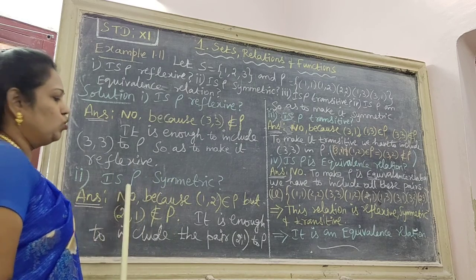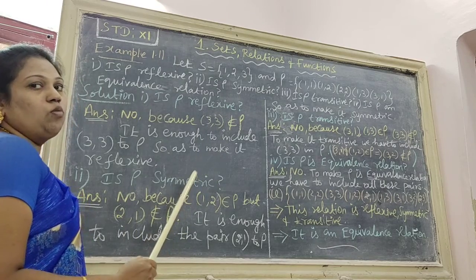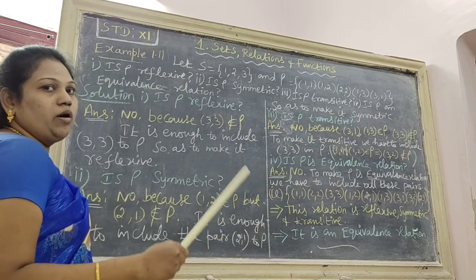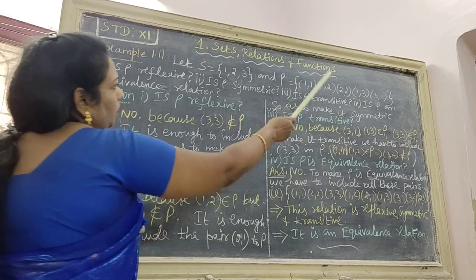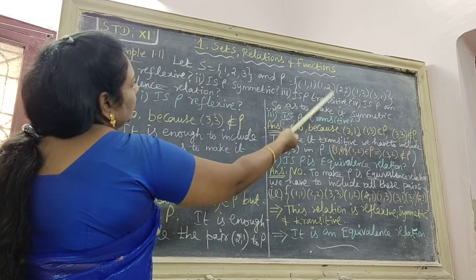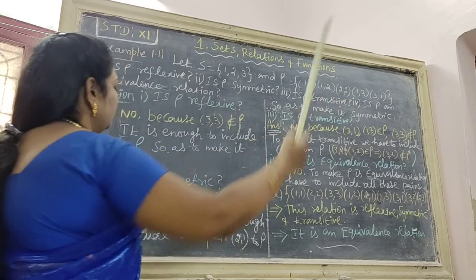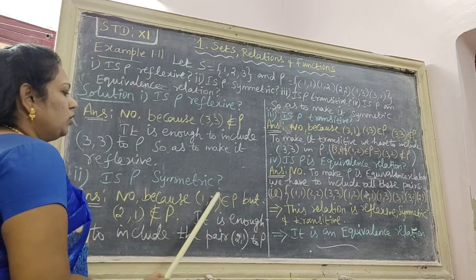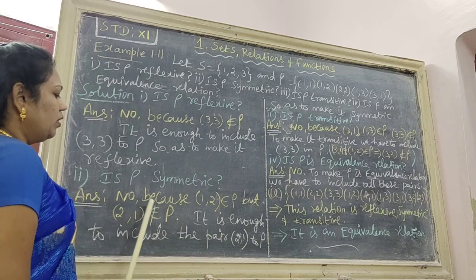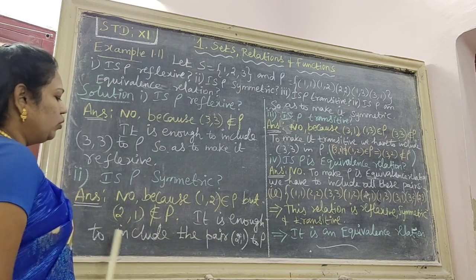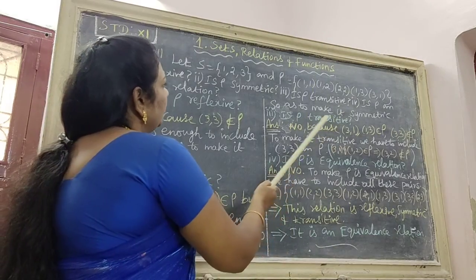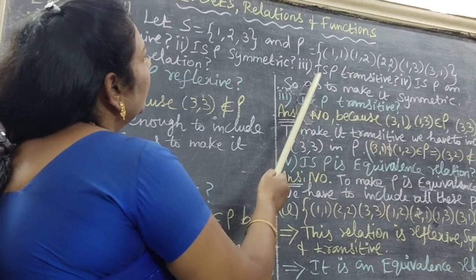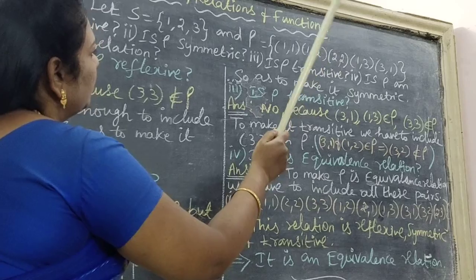Second, is ρ symmetric? Here the answer is no. Symmetric means if (a, b) belongs to R, then (b, a) also belongs to R. Here (1, 2) belongs to ρ, but (2, 1) does not belong to ρ. It is enough to include the pair (2, 1) in ρ so as to make it symmetric.